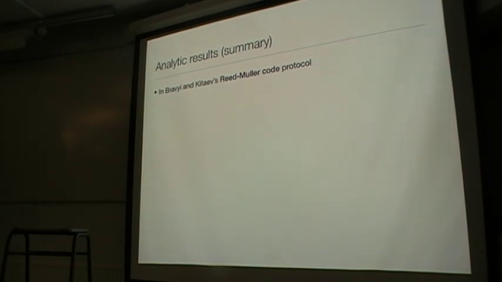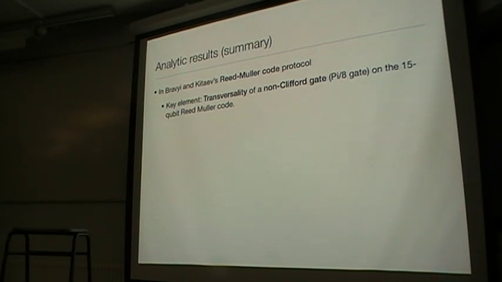Now, before I finish, just to summarize our analytic work, which is very new, it's not been put on the archive yet. What we did was we went back to Reed-Muller codes. And Reed-Muller codes are very nice because they have a lot of structure, and it's that structure which is the basis for Browne-Kataev's protocol. And in particular, they have this very special property that they have a non-Clifford gate which is transversal. Now what transversality means is, if you want to apply a gate U to your logical encoded qubit, we say that implementation is transversal if the way we do it is by applying a tensor product of U's to all the individual qubits.